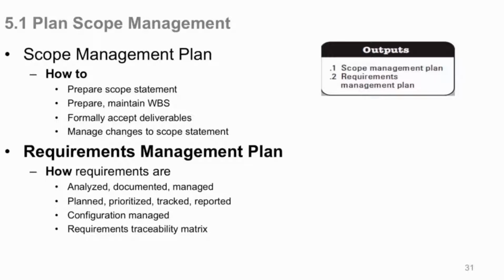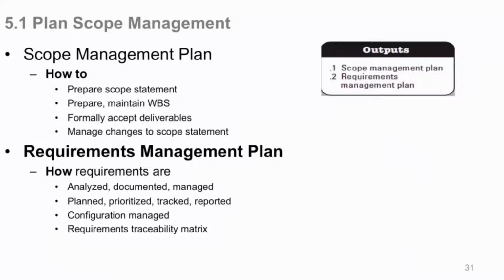The companion output to this is your requirements management plan, which is a project management plan component. And this says how requirements are going to be analyzed, documented, and managed, because you're going to get these things from your stakeholders. So how are you going to analyze what they're saying? How are you going to document them? How are you going to manage them over time in case they change their mind or whatever? How are the requirements planned now to build? How are they prioritized in your schedule? How are they tracked in your schedule and other things? And then how do you report progress and things like that?